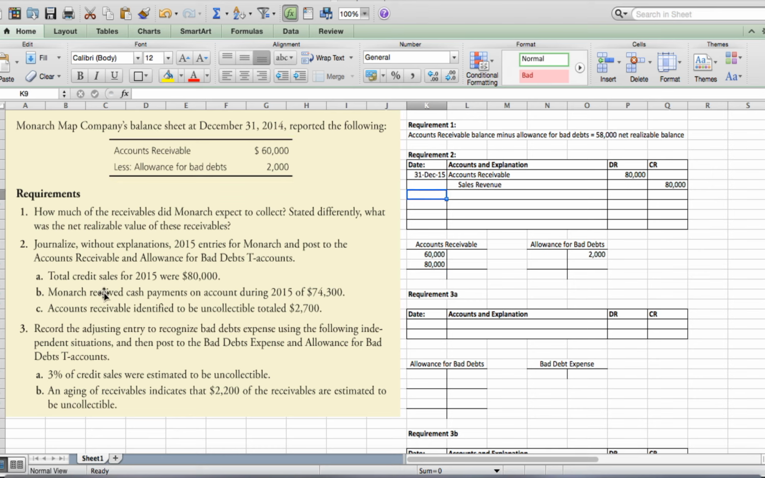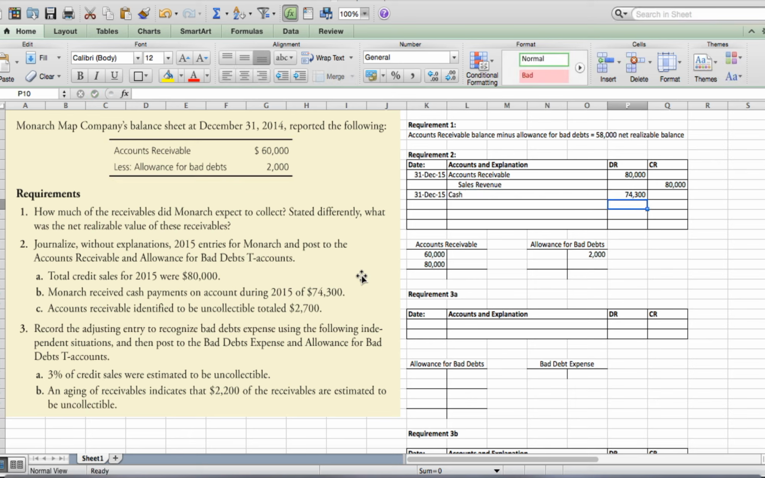Next, journal entry B here. Again, we're just going to assume that we're doing this on the last day of the year. And it says I received, as the company Monarch, cash payments that were paying off some of these accounts receivable for a total of $74,300. Okay, so obviously if I'm receiving cash in the amount of $74,300, my first entry is going to be a debit to cash for that amount.